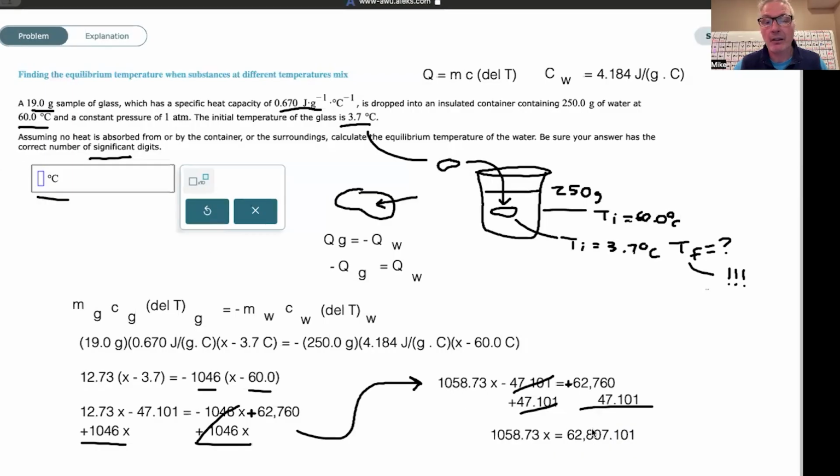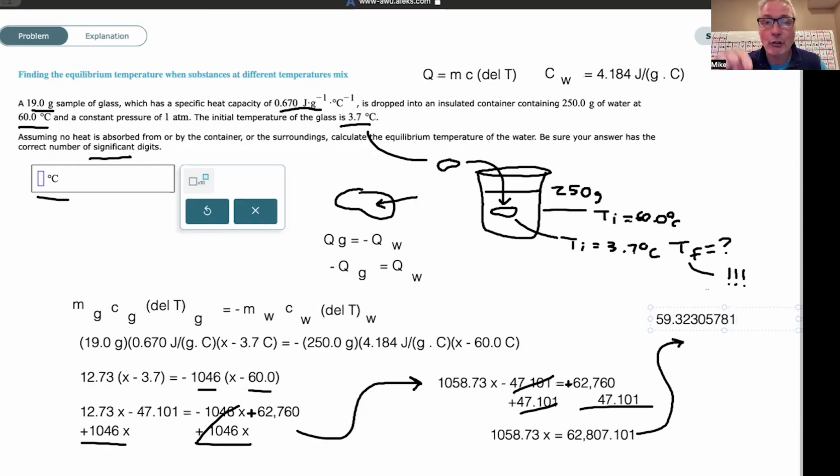Let's divide that number by 1058.73. And I get on my calculator, I have to make some room for this, 59.32305781. That's what my calculator says. Calculator doesn't know significant figures, right?